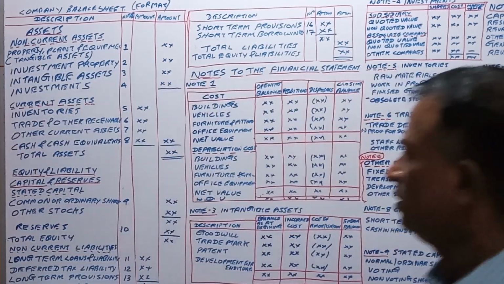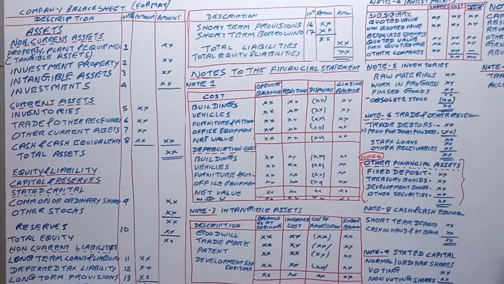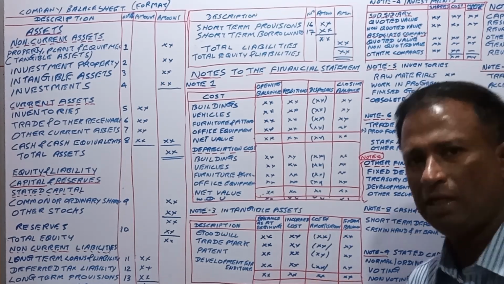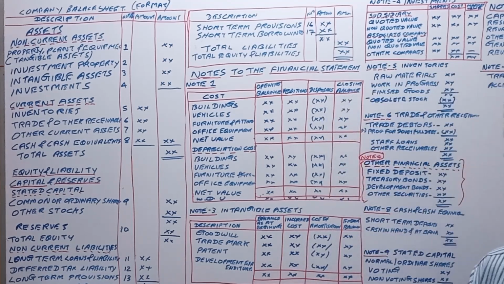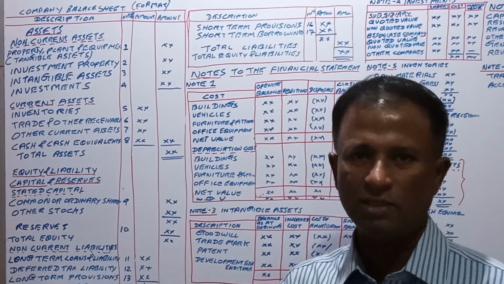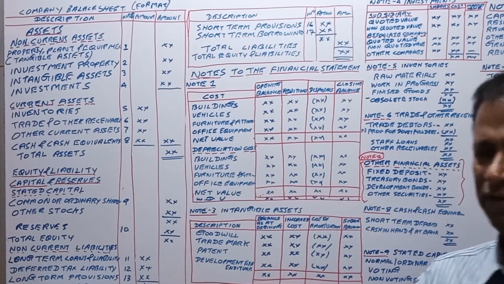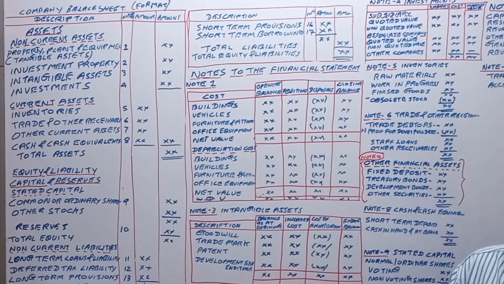Under the capital, you have to see stated capital, that is common or ordinary shares. Stated capital means normal or ordinary shares, voting or non-voting shares, right? You have to mention whether there is voting for the companies. In public companies, when you purchase shares, there are preference shares and ordinary shares. In the preference shares also you can have voting power shares and non-voting power shares.